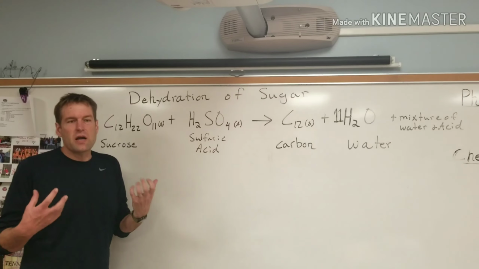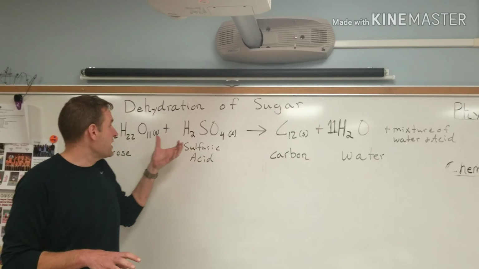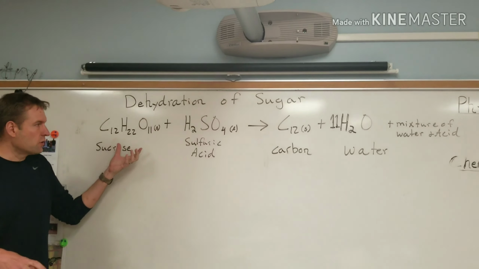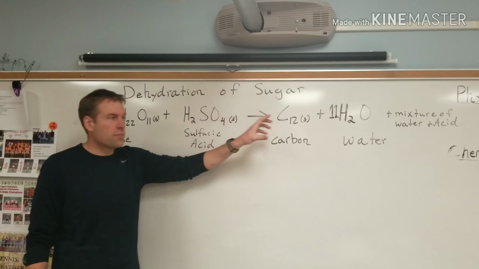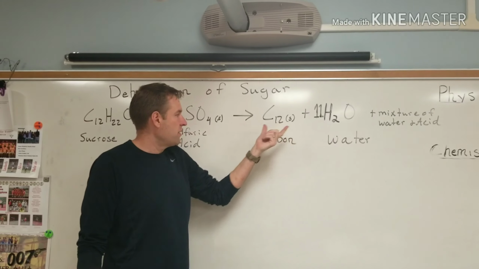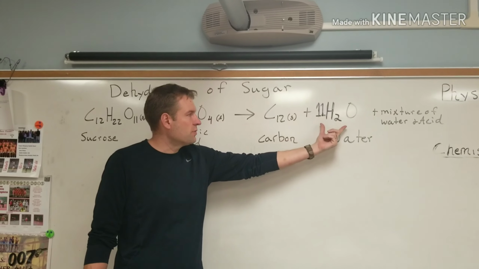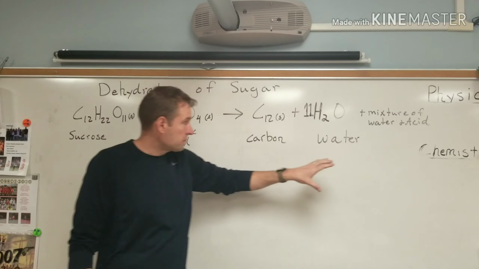Okay, so our first demonstration, one of two today, is going to be dehydration of sugar. When you think of the word dehydration, you're probably thinking of losing water. This reaction is going to be with sucrose, table sugar, reacting with sulfuric acid. But you see over on the product side, we have water, H2O. We have elemental carbon and water as the products. We still have a mixture of water and acid as well.